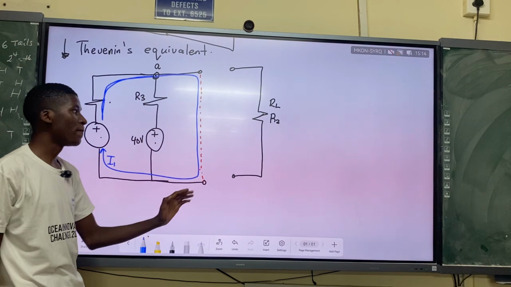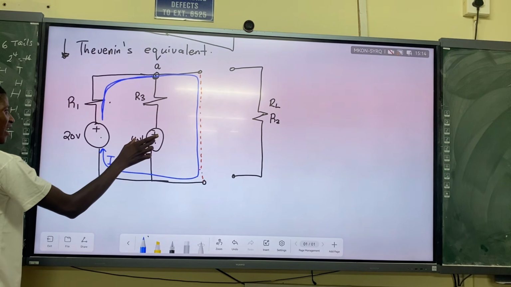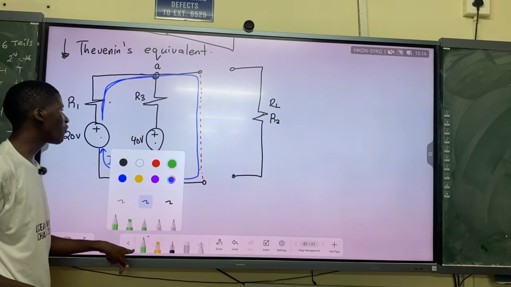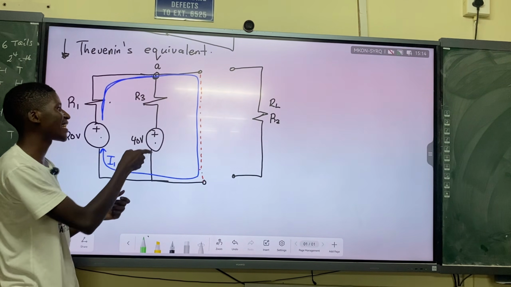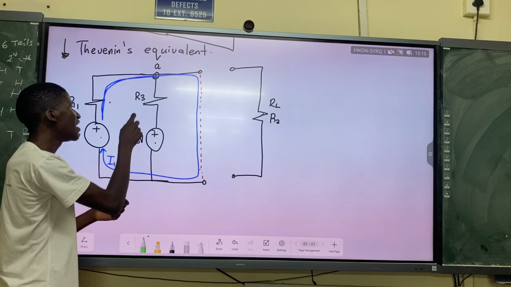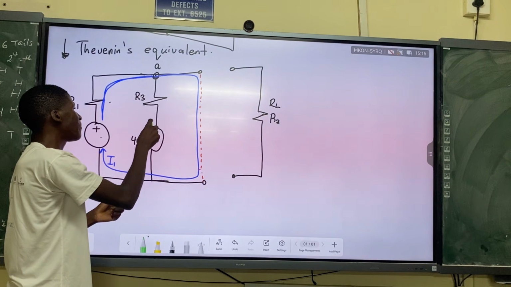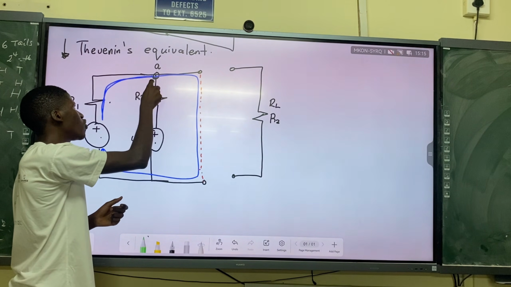We can see that clearly. Similarly, we can use the 40 volts power source. The 40 volts power source is also producing a conventional current from the positive terminal. So it is moving from the positive terminal and it is entering node A.